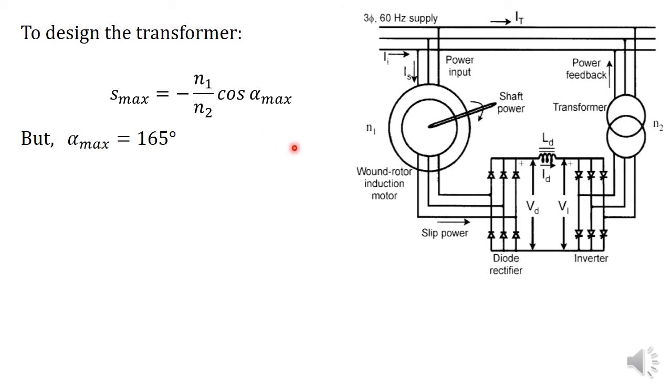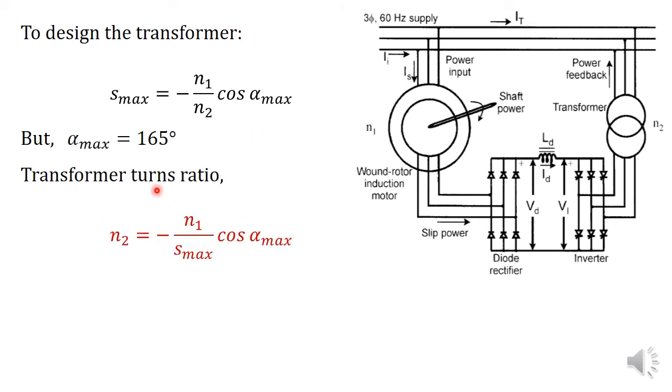So from this equation, we can write the equation for N2 as transformer turns ratio N2 is equal to minus N1 by S max into cos alpha max. So according to the required maximum value of slip, we can choose the appropriate value of turns ratio of the transformer. This is how the transformer is designed.